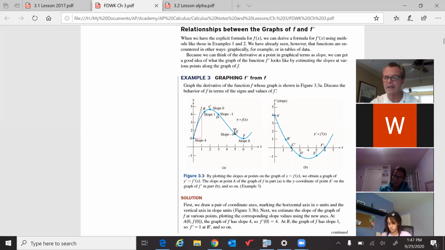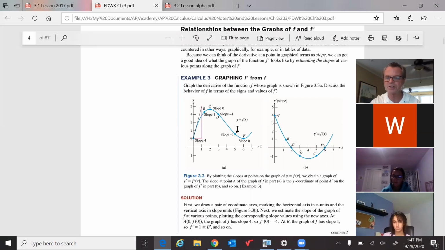You go to E. They're telling you the slope for E is -1. Slope for F, another horizontal tangent. And they connected these points. This is the derivative of that. Now that seems kind of confusing, and it is.